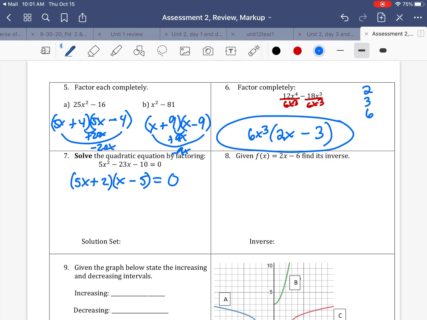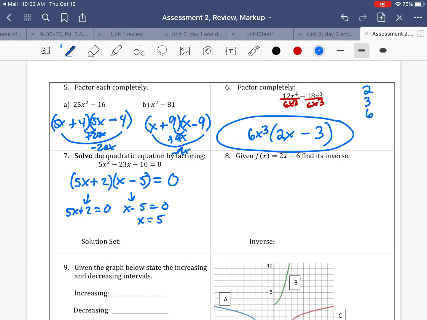So now I have to solve this. Remember that if two things multiply to 0, one of them has to be 0. Okay, so all you have to do is take these little equations, 5x plus 2, set it equal to 0, and x minus 5, set it equal to 0. So we practiced that in class a lot, so you might be able to just quickly say that x is 5 here.